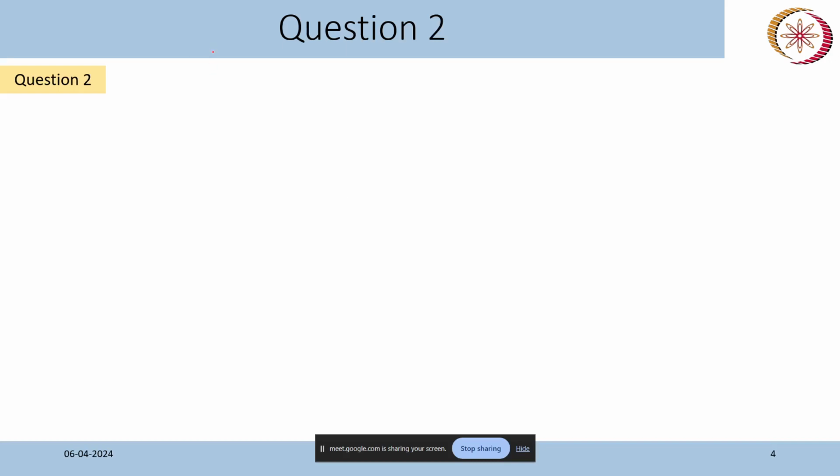Let's go to the next question. Question 2. Let me write down the question first. The quantized value of energy of a particle in a box is given by. So what is the quantized value of energy of a particle in a box?